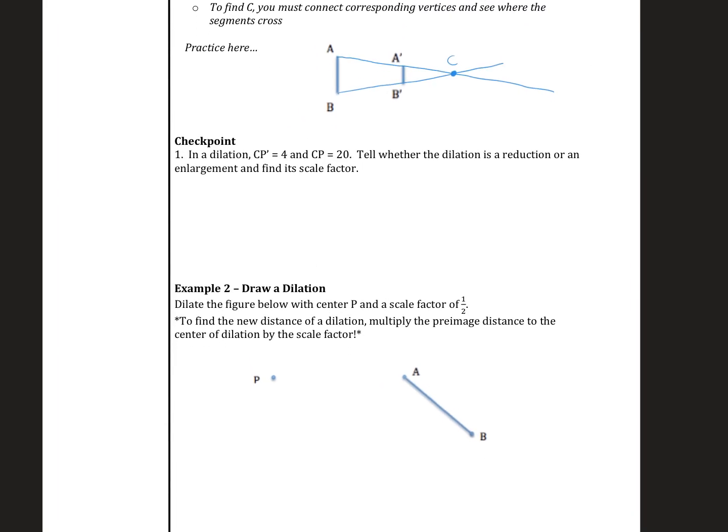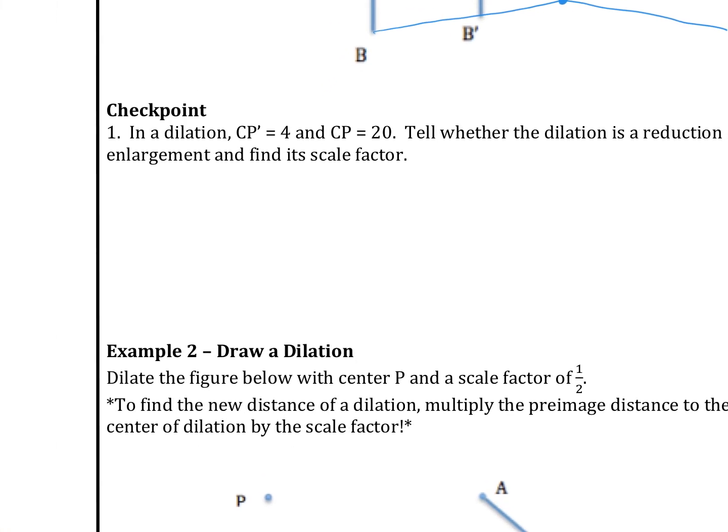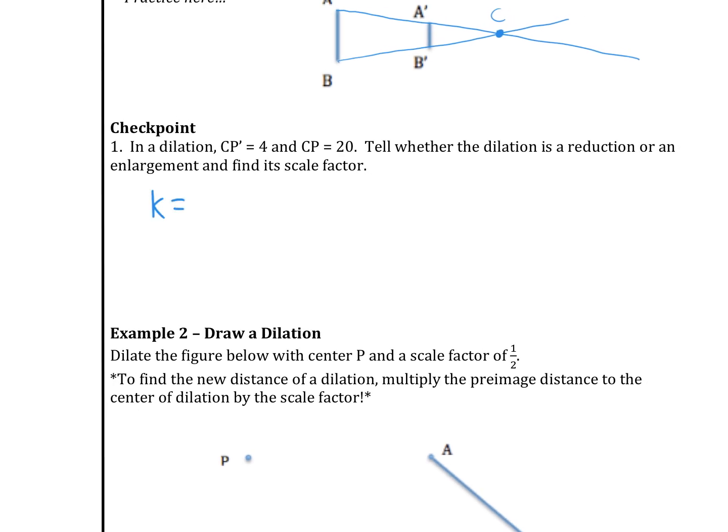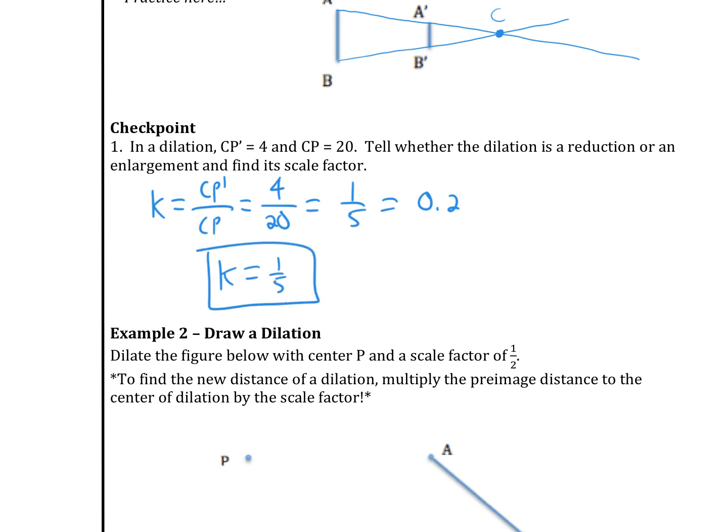All right. Why don't you guys try checkpoint 1, see how you do. All right. So they give us a dilation where CP prime is 4. So CP prime is 4, and we do image over pre-image. So we have 4 over 20. What's that reduced to? That's going to be 1/5, which equals 0.2. So K equals 1/5, which is our scale factor. Is this going to be an enlargement or reduction? Well, 0.2 is less than 1, so it's a reduction. Awesome.